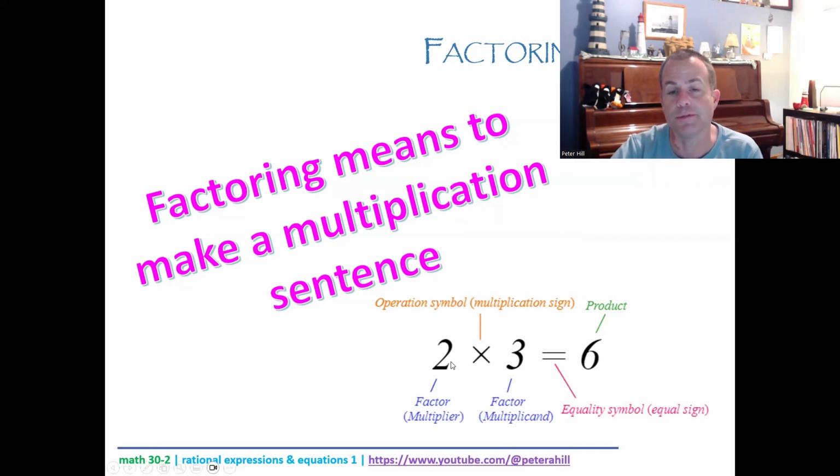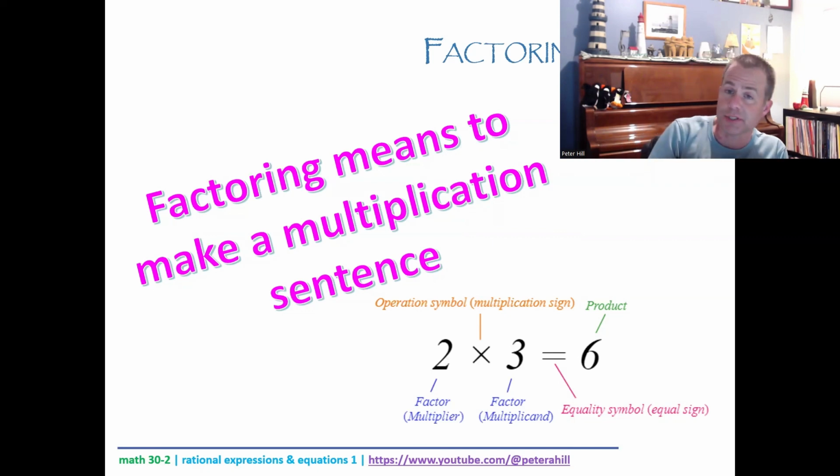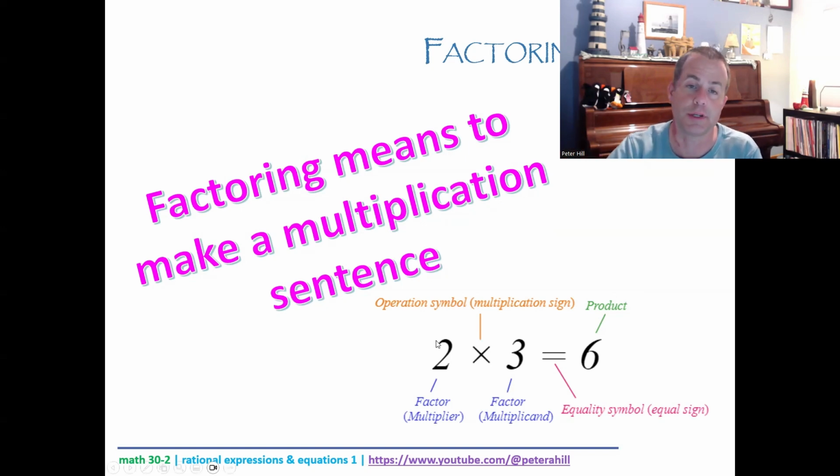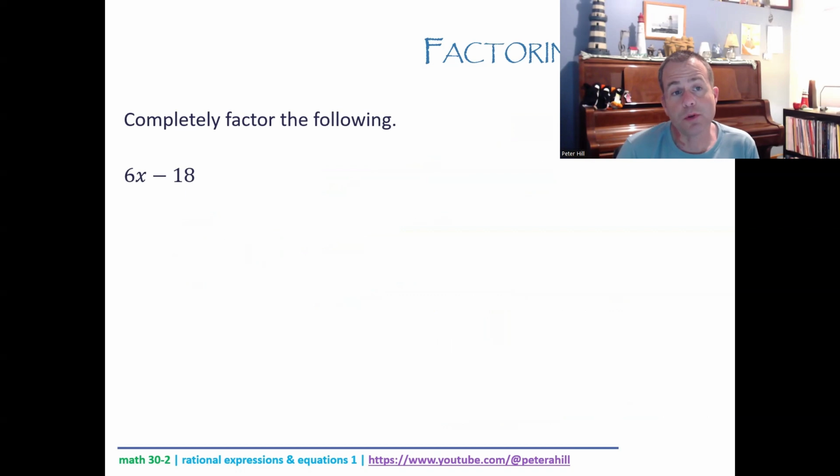If you think of 2 and 3, they are considered factors of 6 because I can break 6 down into a multiplication sentence that says 2 times 3. So I am factoring 6. I am creating a multiplication sentence by saying 2 times 3. What we want to do here is give you a bunch of factoring questions. We want to completely lambaste you with factoring, just as a means of review. So the question is going to read, completely factor the following.